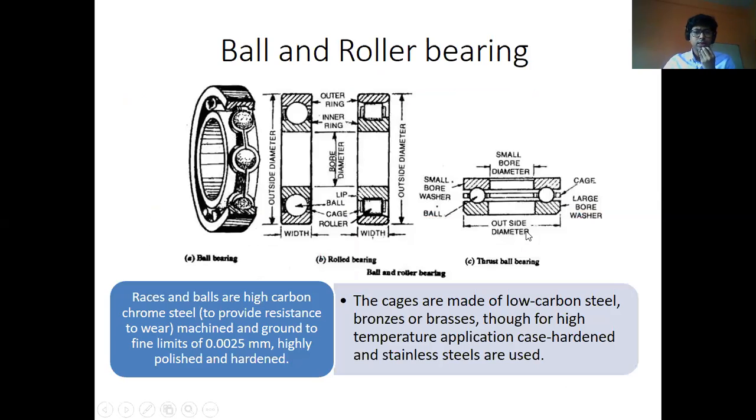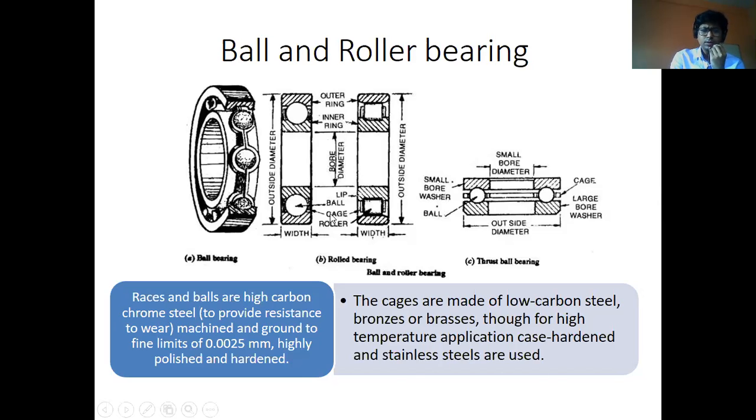Here you see that the cross section has been shown for a roller. This one is roller bearing and this one is a ball bearing. Here a number of balls are used, which are surrounded by the racing. This one is the outer, this is the inner racing, and this is the bore diameter where the shaft is normally placed.